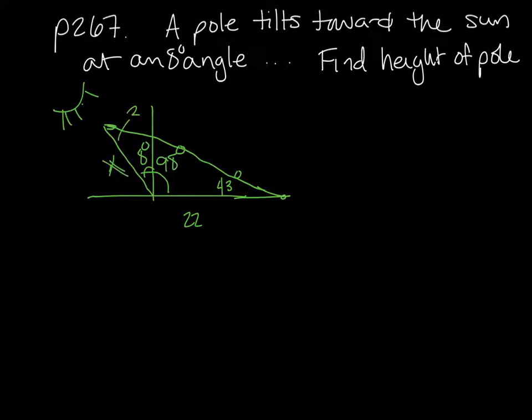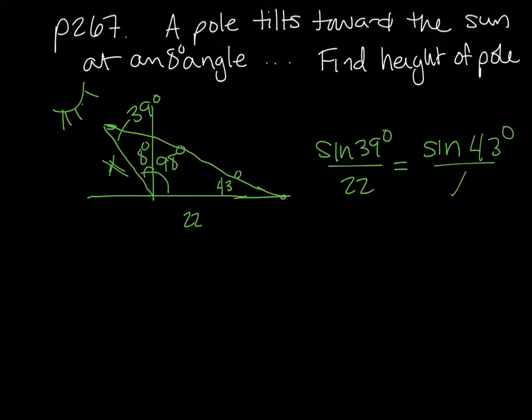So then that means this is 39 degrees. So I set it up. Sine of 39 degrees over 22 equals the sine of, let's see, what's opposite the x? If I look at what's opposite the x, it's 43. So I set up the sine of 43 degrees over x, right? And we go ahead and cross multiply and divide, and you're going to find that the length of the pole is about 23.84 feet. If you don't round too much, you can get that pretty dead center.